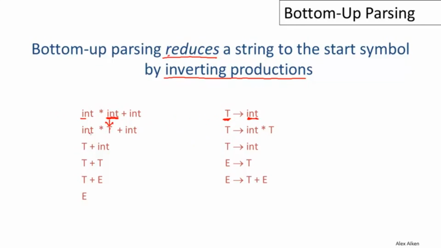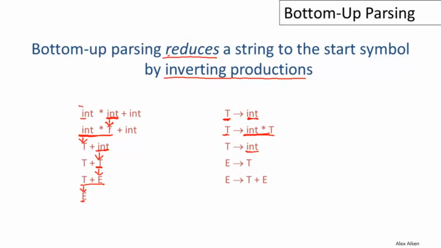And then in the next step, we took int times t, this substring of the string that we're working on, and we replaced it by the left-hand side of this production. Int times t was replaced by t. And so on. At each step here, we're matching some portion of the string, and I'm underlining the portion that's being replaced at each step. That matches the right-hand side of some production, and then we're replacing that substring by the left-hand side. And finally, this entire string here is replaced by E. And we wind up at the start symbol.